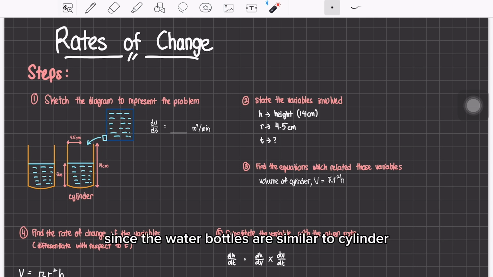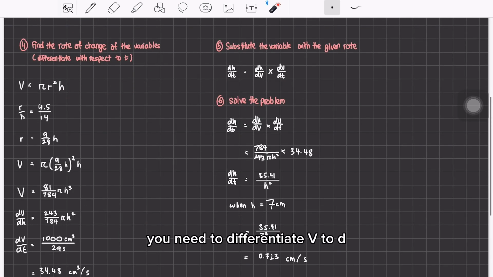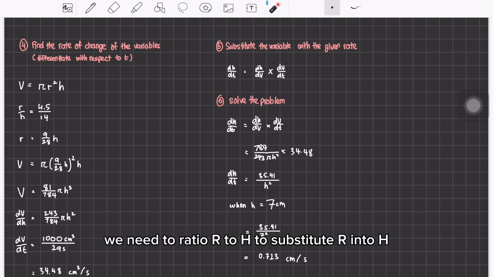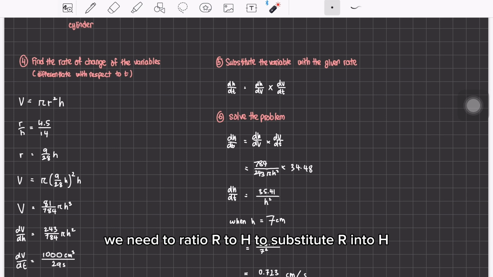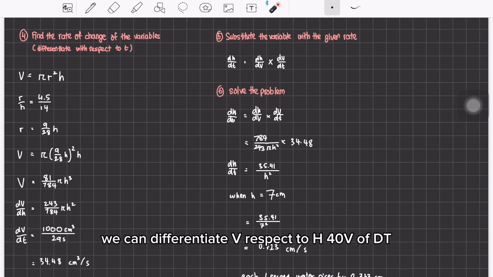Since the water bottles are similar to a cylinder, we would use the cylinder's equation, which is V equals pi r squared h. Fourth, we need to find the rate of changes of the variables. Here, we need to differentiate V to dV over dh. Before that, we need to ratio r to h to substitute r into h, and therefore we get only one variable in the V equation, which is h. After that, we can differentiate V with respect to h.